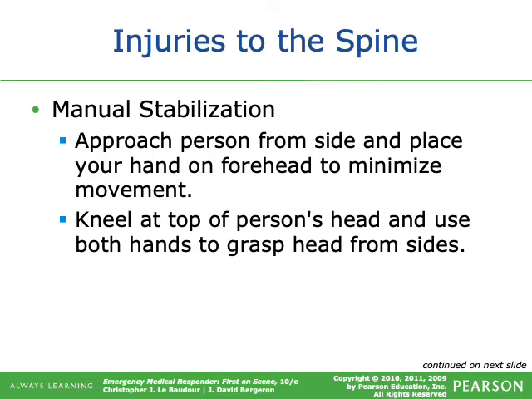Alright, when you're trying to do manual stabilization, you want to approach the person from the side and place your hand on the forehead to minimize the movement. This is when you're by yourself. You can kneel at the top of the patient's head and use both hands to grasp the head from the sides. This is if you've got a partner.